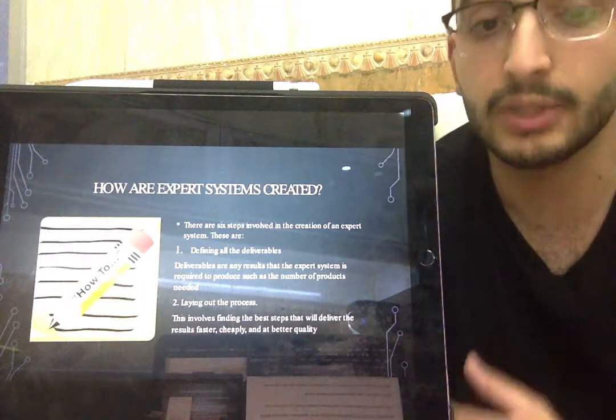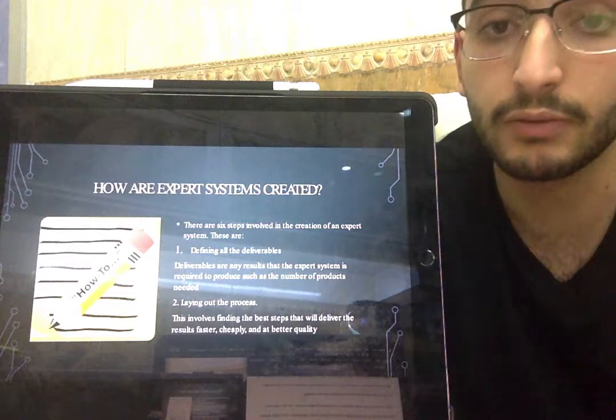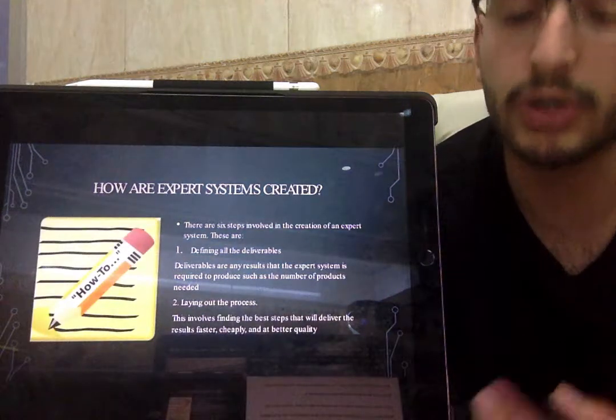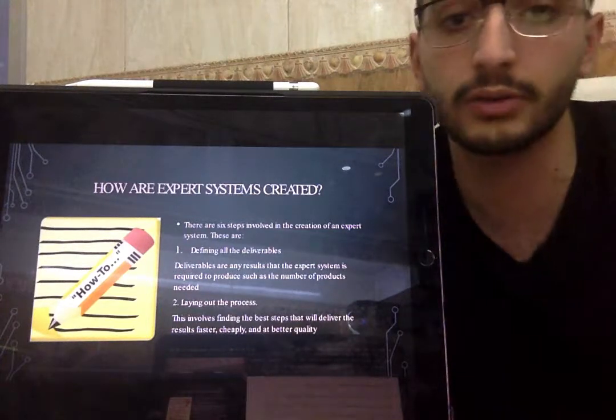The second step is laying out the process that will be involved in the delivery process. The process laid out should be faster and cheaper. It should also lead to quality products.